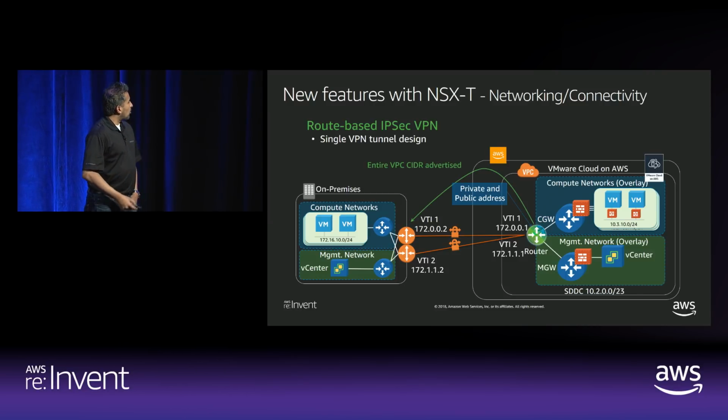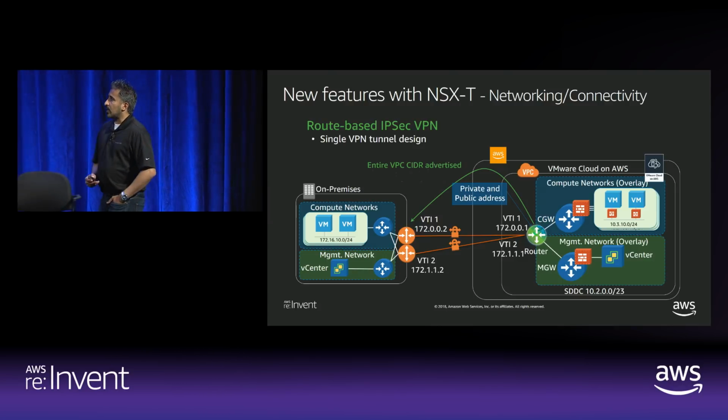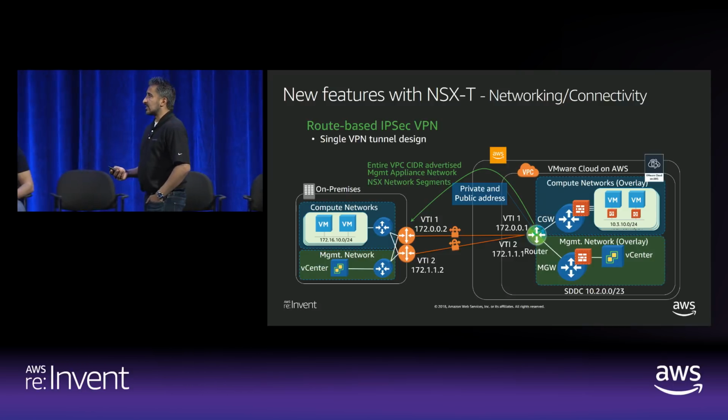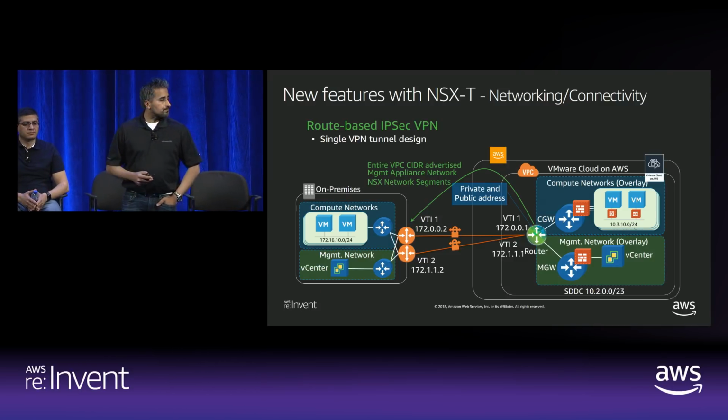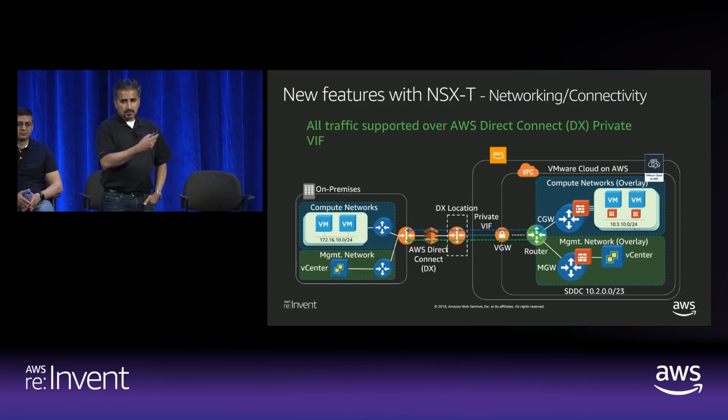Okay. So once this is set up, the entire VPC CIDR is advertised on-prem, including the management appliance network and the NSX network segments. And then vice versa, on-prem networks are advertised to VMware Cloud on AWS SDDC.